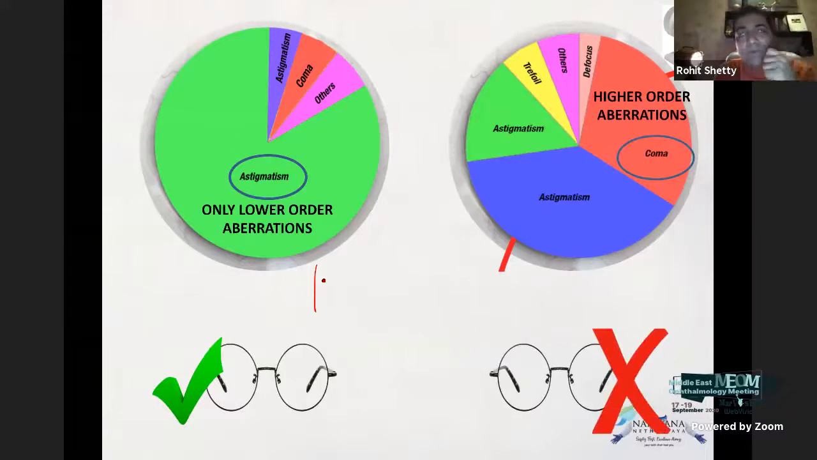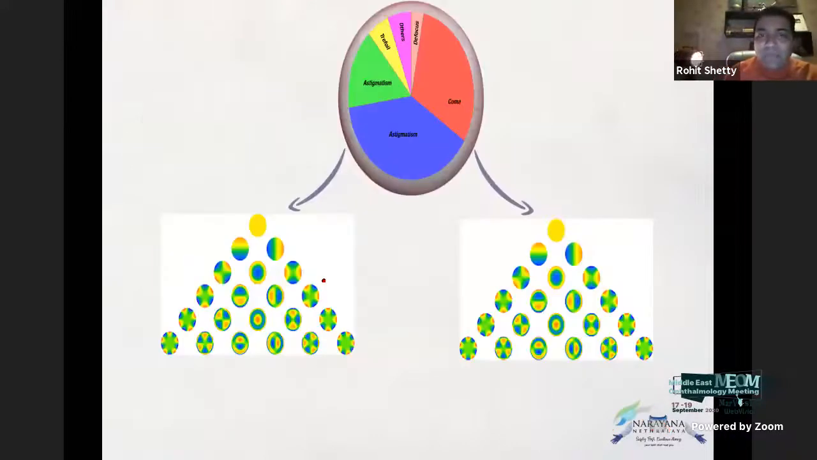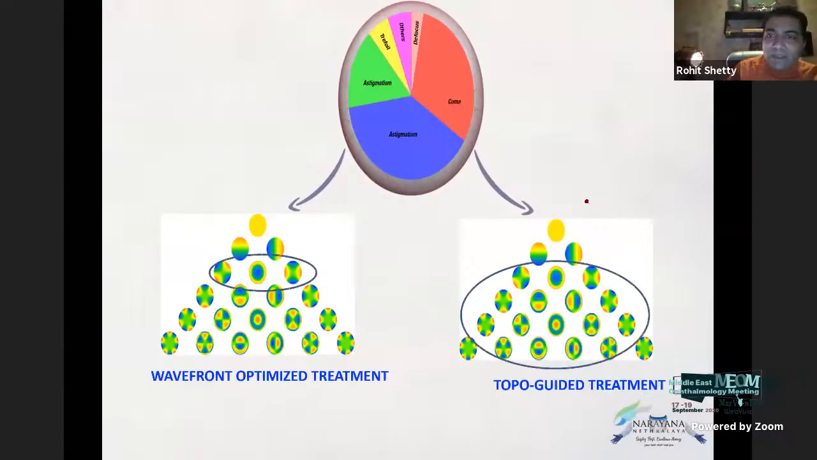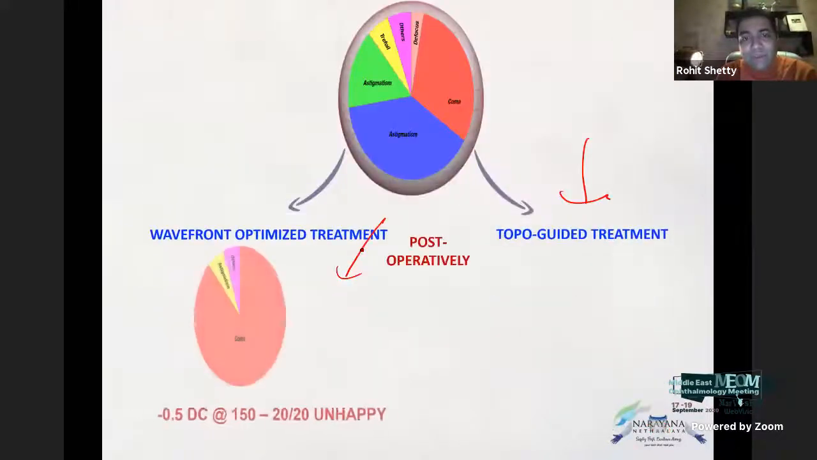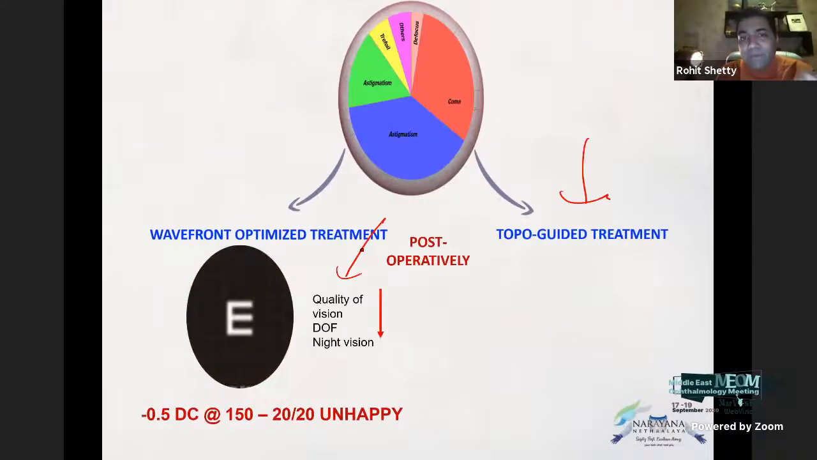So why do you need to do aberrometry, both corneal and otherwise? Because you decide whether you want to do a customized treatment or a wavefront optimized treatment. It's very important because if you don't know this and you treat everybody the same way, then your patient will end up very unhappy because you have not taken care of aberrations. So understanding aberrometry is very important.